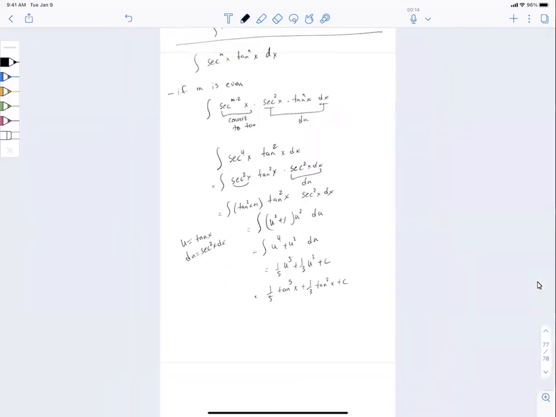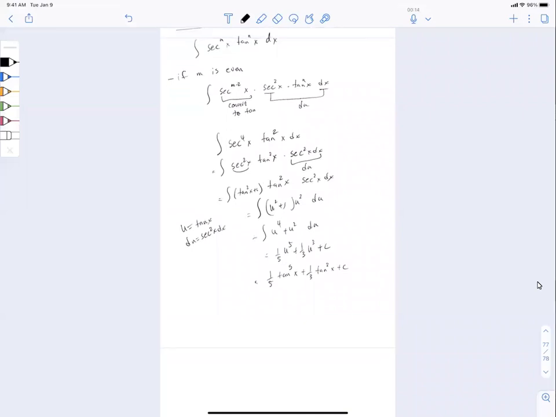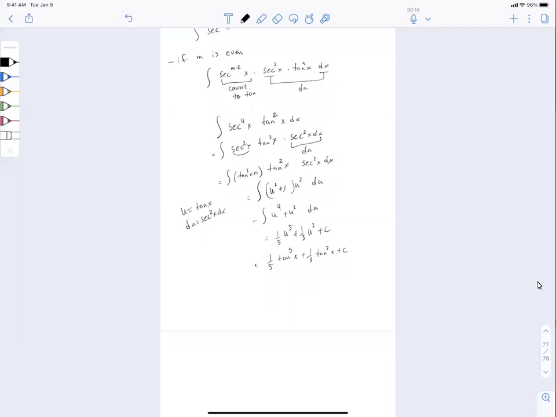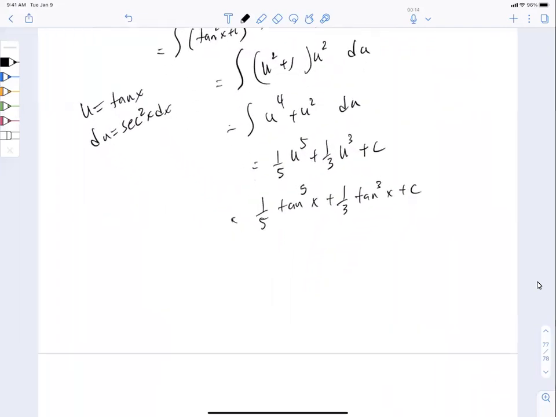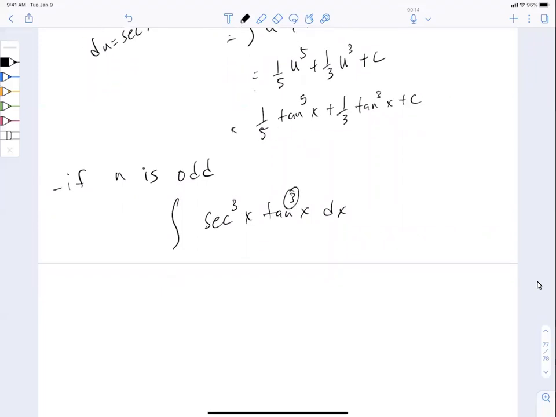So that's how you handle when m, the power of secant, is even. If n, the power of tangent, is odd, then you do the next thing. So if the power of secant is even, you peel 2 off, convert the rest into tangent, and then do u equal to tangent. If the power n of tangent is odd, let's do this with an example. So this is n, this is odd.